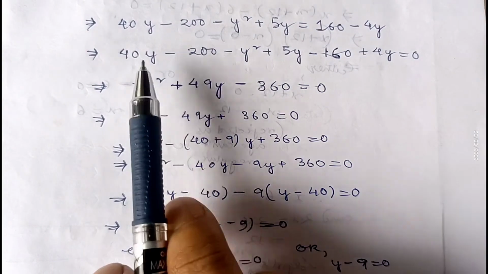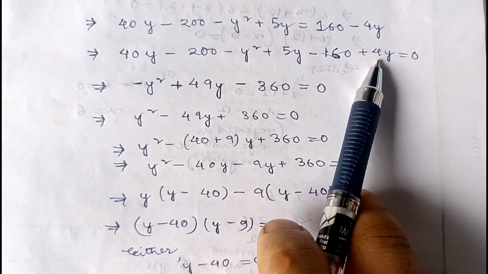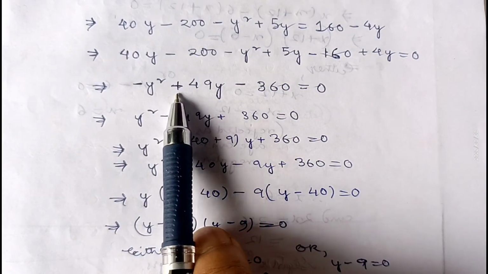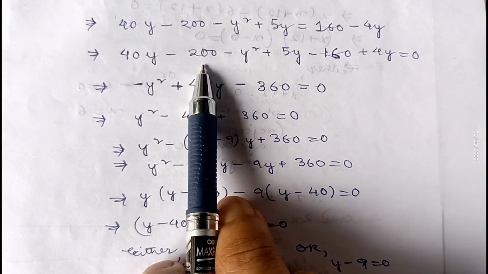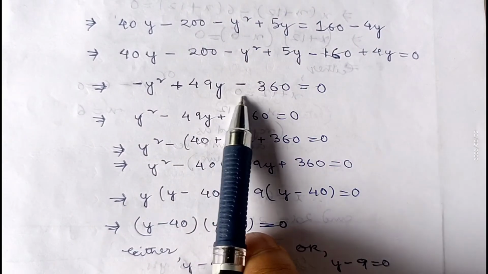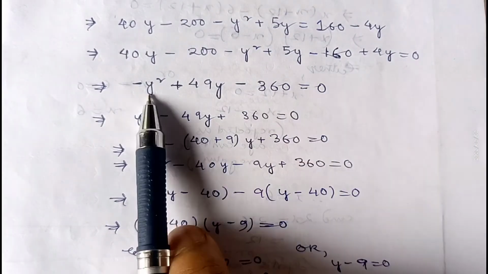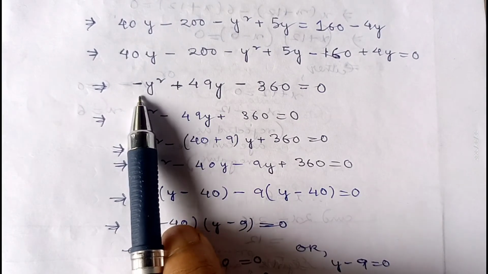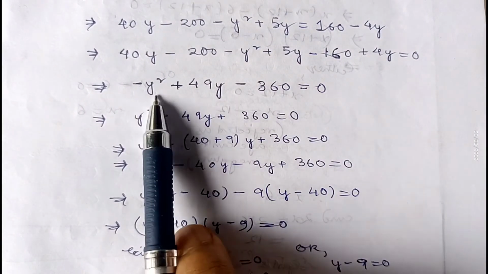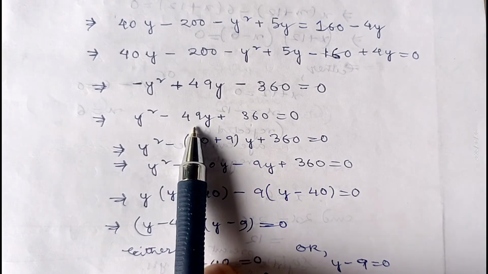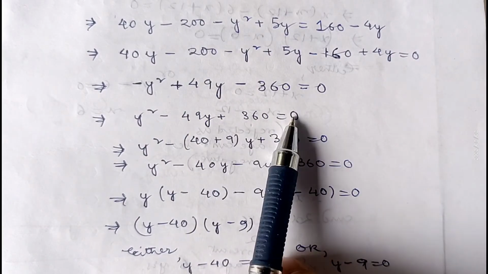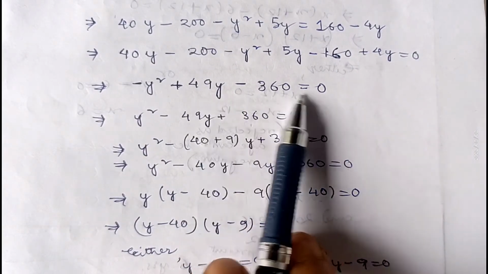Now minus y square, this 45 and 4, if I add, it will be 49. So plus 49y minus 200 minus 160, it will be minus 360 equals to 0. Since coefficient of y square is negative, if I multiply throughout by minus 1, it will be y square minus 49y plus 360 equals to 0. We have multiplied both sides by minus 1.